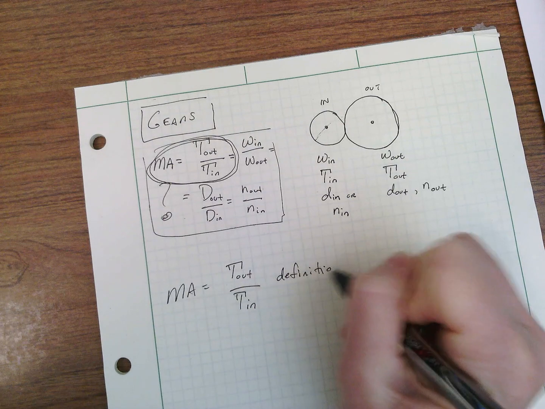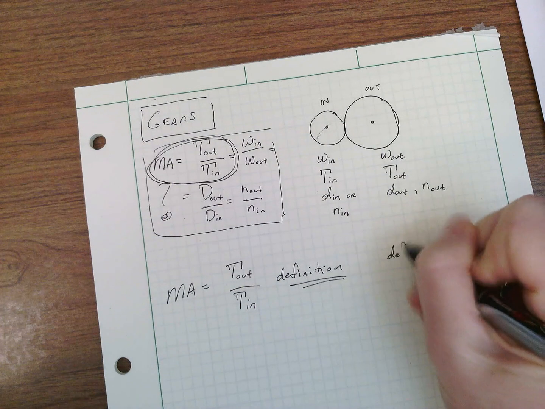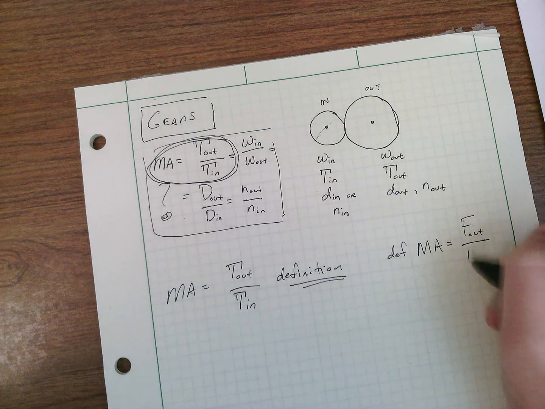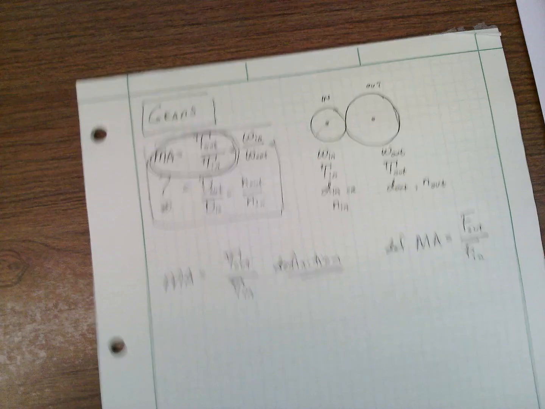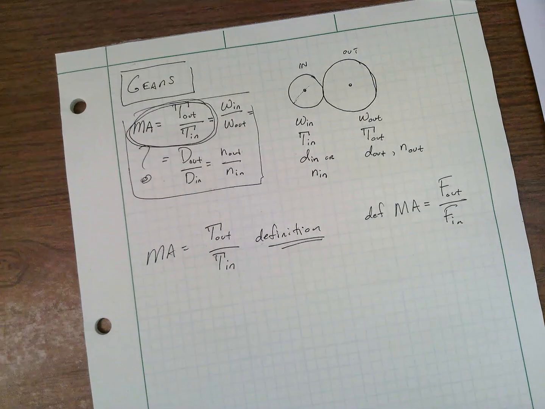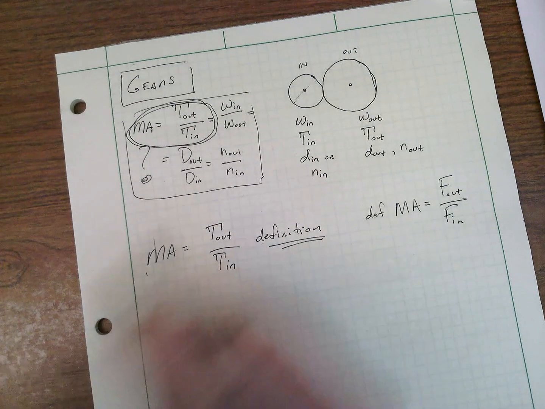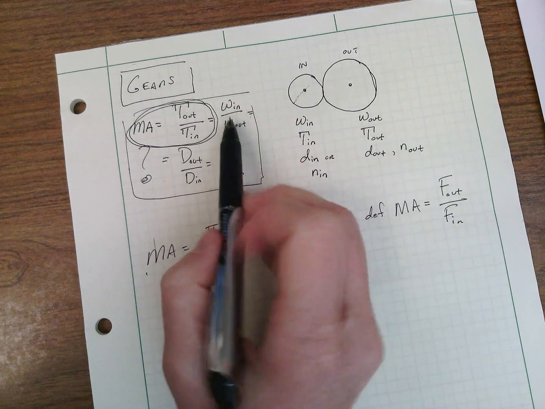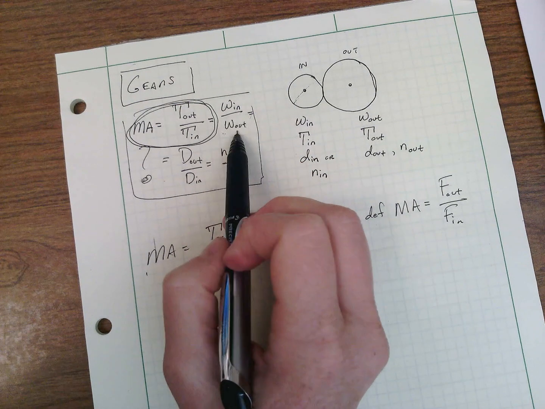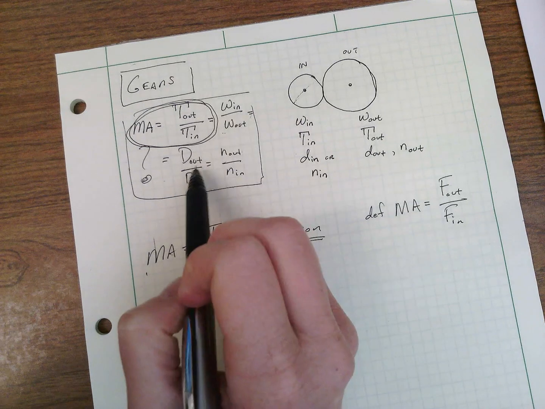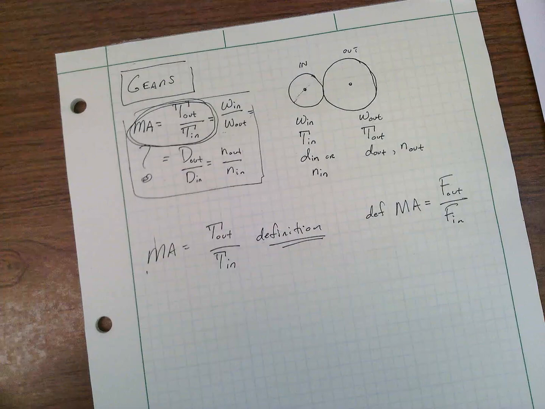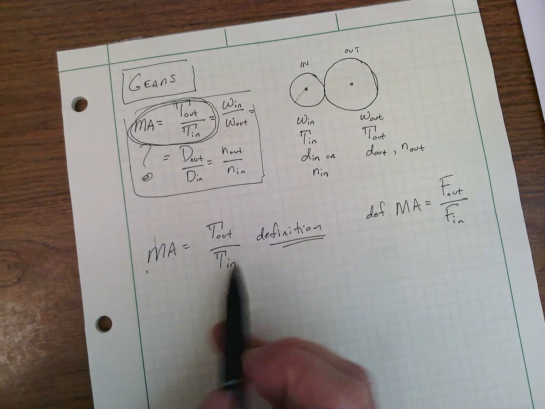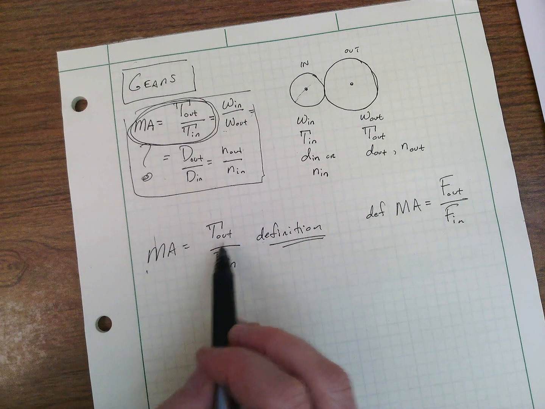Just like we defined MA for a linear system as force out divided by force in. We've defined that, okay? So this is by definition. So this is a given, right? And it's really a matter of why it also equals the ratio of the angular velocities or the ratio of the number of teeth. Okay, so let's see if we can derive relationships between torque and these other parameters.